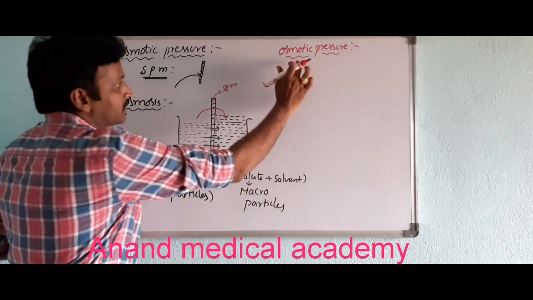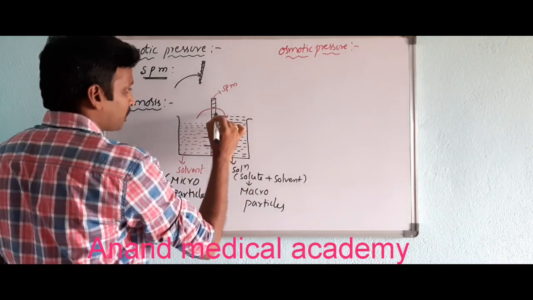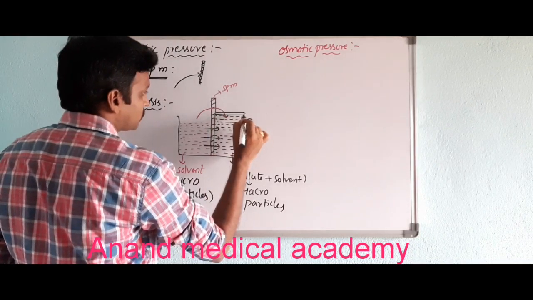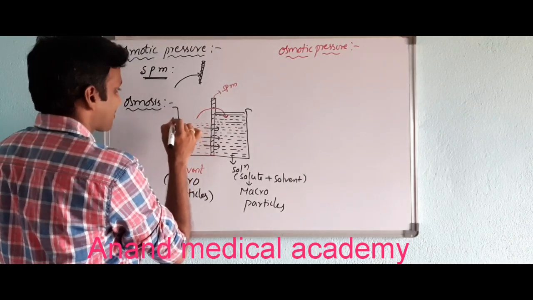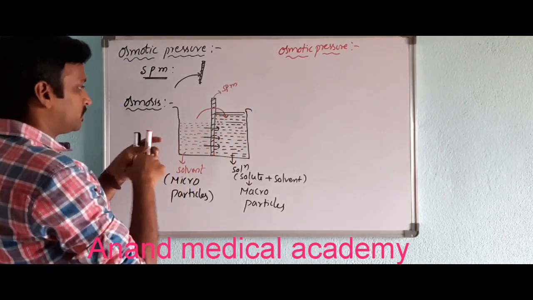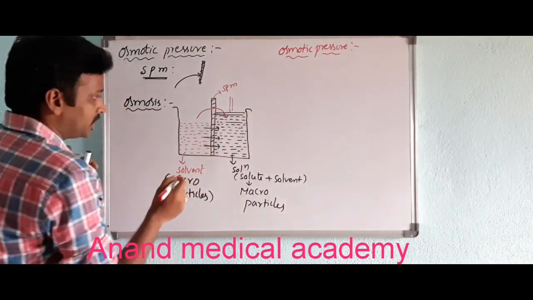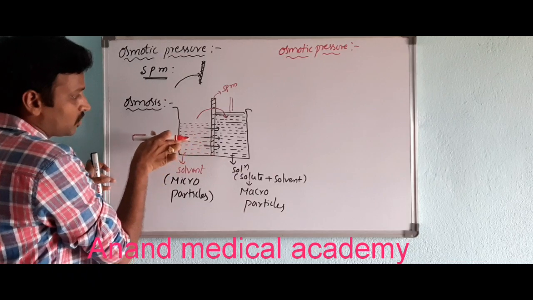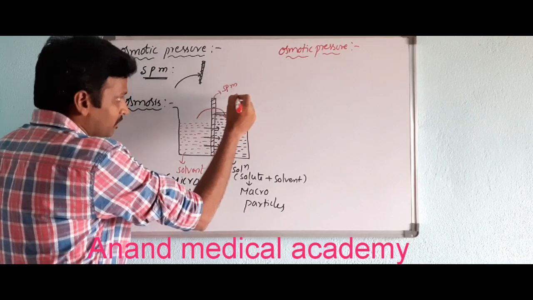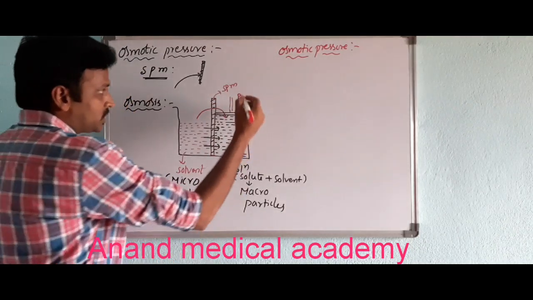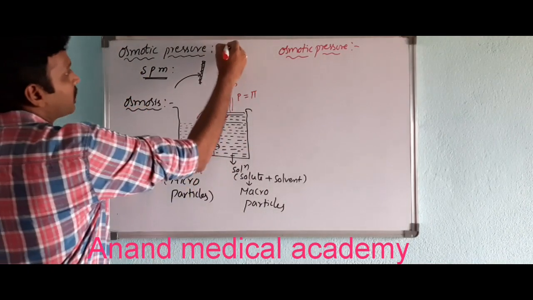Got it? Now let's see the osmotic pressure. Suppose you are applying some pressure using a piston like this. Suppose here you have a container like this, and I am using a piston to apply some pressure on it. Actually, this flow will be like this. So apply some pressure. If you are using some pressure P, this pressure P is equal to pi. Pi means osmotic pressure.